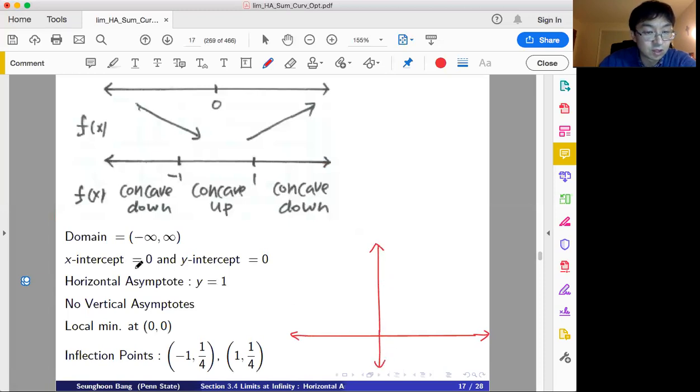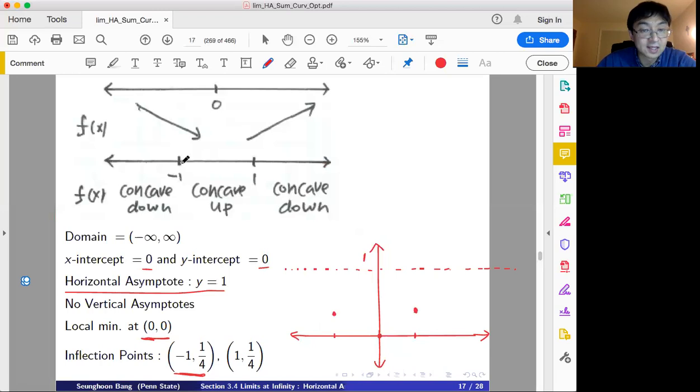The first one, you can draw the asymptote, only one asymptote, y equals 1, the horizontal asymptote. X-intercept 0, y-intercept 0, this point. Local minimum here. We have inflection point (-1, 1/4), so this is (-1, 1/4). This is (1, 1/4). So here we have two inflection points.